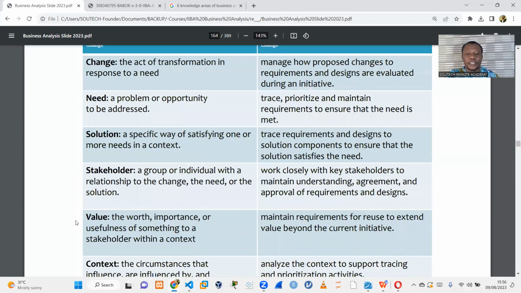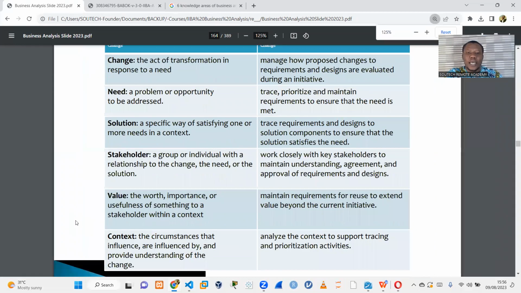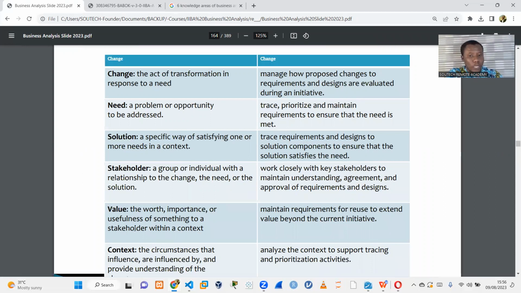Don't forget, our core concepts are change, needs, solutions, stakeholders, value, context. Whatever we're going to be doing, we need to understand that it has to be adapted to the concepts we have for that particular solution we want to deliver. Very, very critical, very, very important. So this keeps reoccurring in all of the knowledge areas.